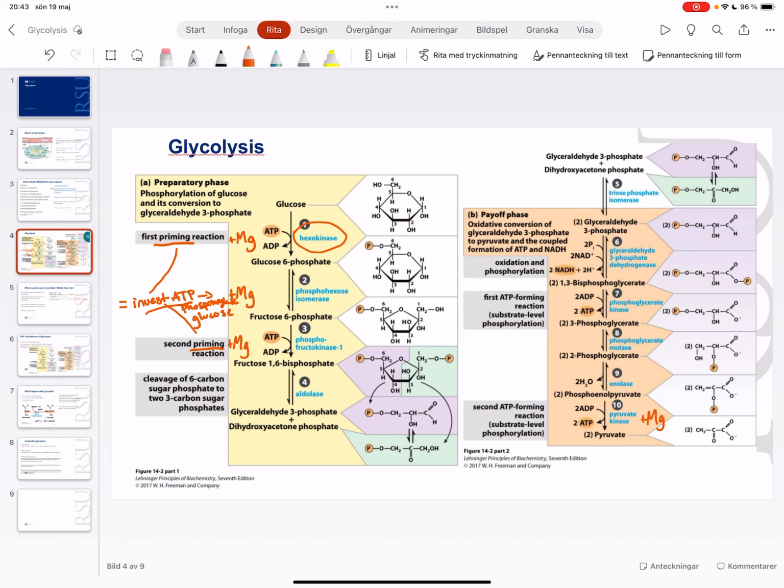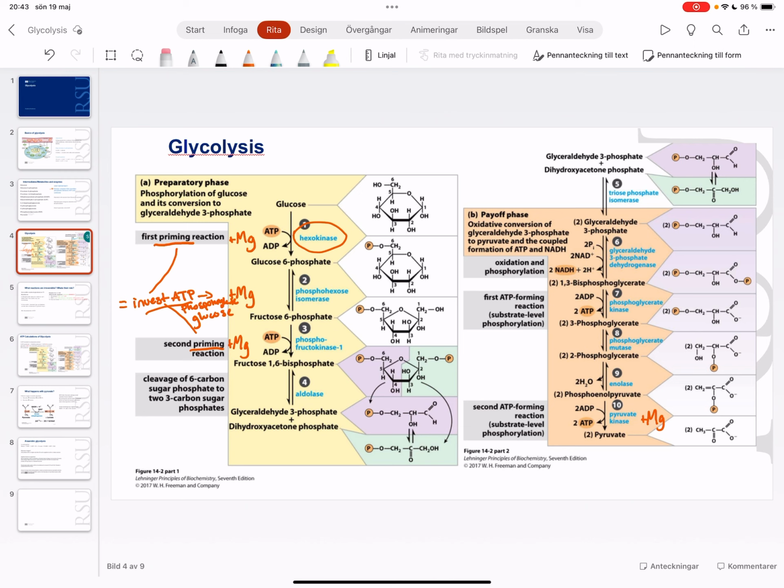Step number 2 is just converting glucose 6-phosphate to fructose 6-phosphate with the help of phosphohexose isomerase. It's just a conversion because it's easier to then phosphorylate the molecule. Then we come to step number 3, and again, this is a really important step. This is an irreversible committed step. When step number 3 happens, this is how we determine that glycolysis will happen and not any other reaction that has the same intermediates.